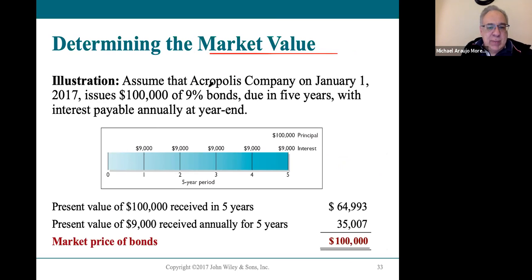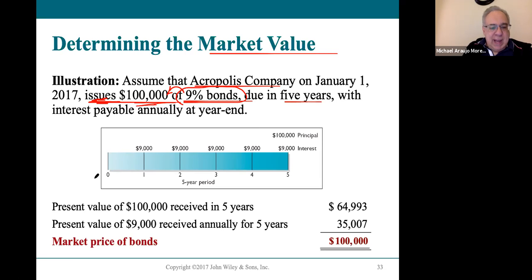So this particular company, and this is for informational purposes, right? They are assuming that this company is going to issue, remember, issue is to sell, to raise money, $100,000 of 9% bonds due in 5 years. So they're 9% bonds. That means that they're going to pay 9% per year on that amount for 5 years. Okay, that's what they've promised here.